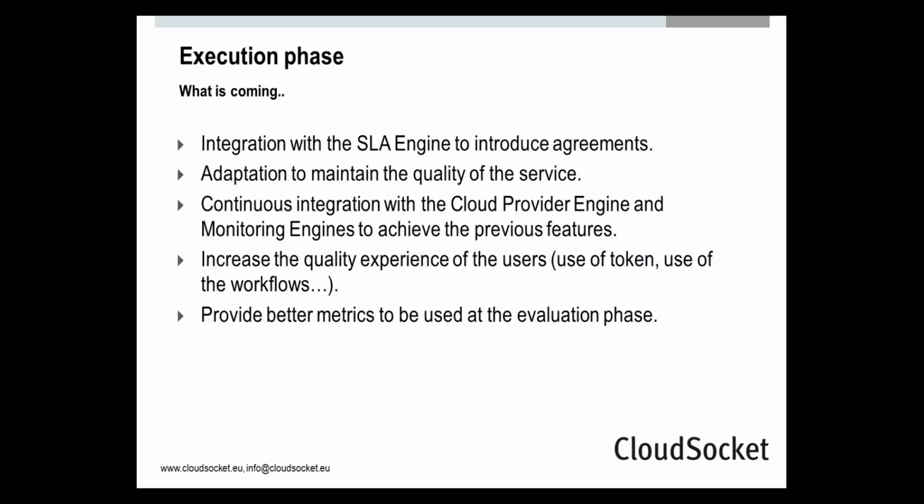What is coming? Again, here we have several issues that we are introducing. One is the integration with the SLA engine to introduce the service level agreements to maintain the quality of the service. Also the adaptation, of course. If you want to maintain the quality of the service, we need to adapt on the fly the endpoints that we are using in order to maintain the quality. Again, we need the continuous integration with the cloud provider engine and monitoring in order to achieve the previous features.